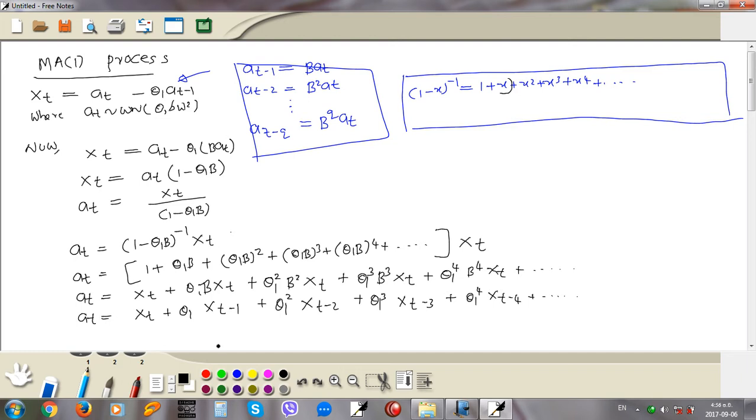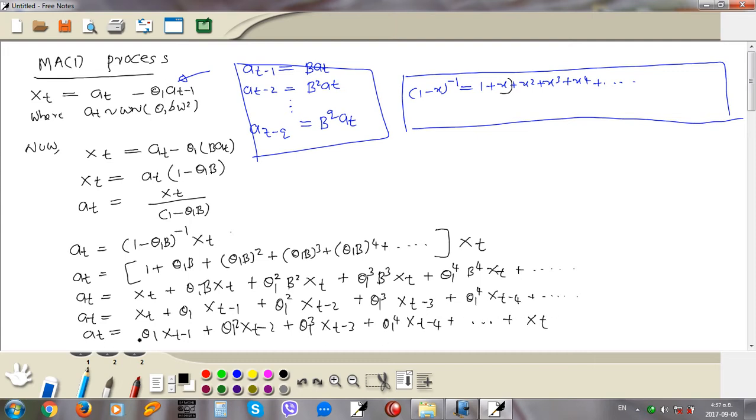Okay, now I can rearrange this. I am writing a_t first, and finally I am writing x_t. It means a_t equals theta_1 x_{t-1} plus theta_1 squared x_{t-2} plus theta_1 to the power 3 x_{t-3} plus theta_1 to the power 4 x_{t-4} plus up to infinity, plus lastly x_t, right?